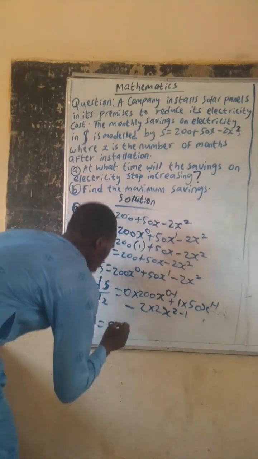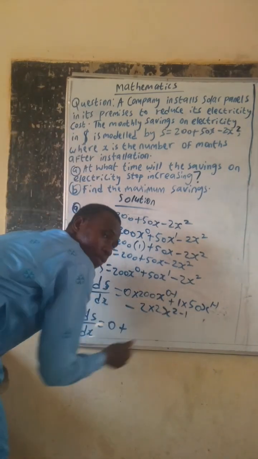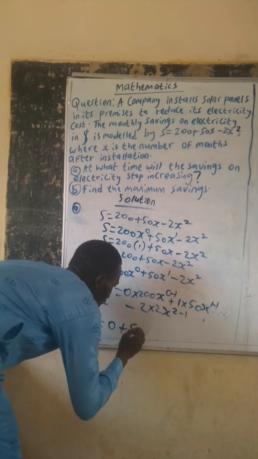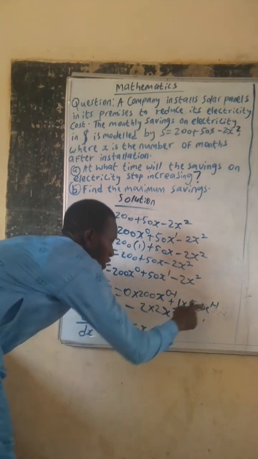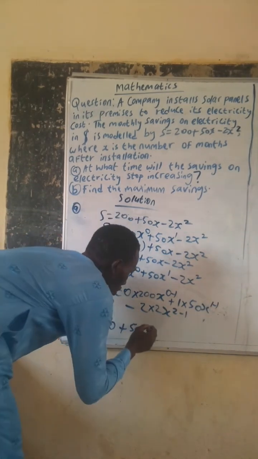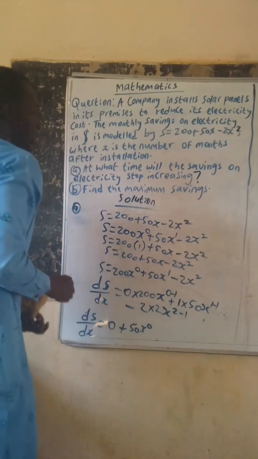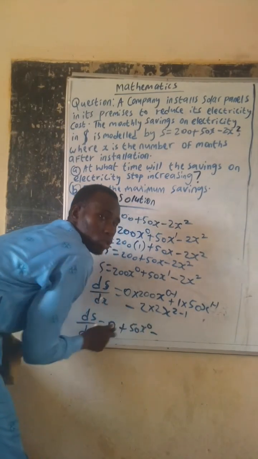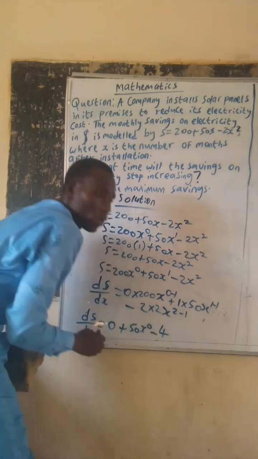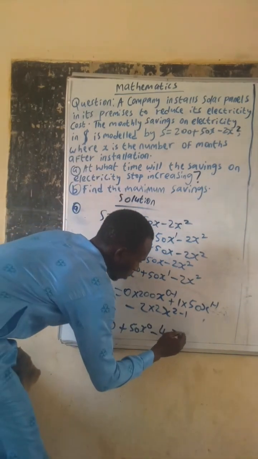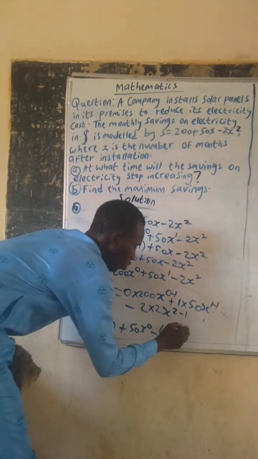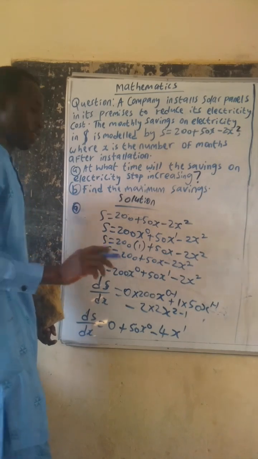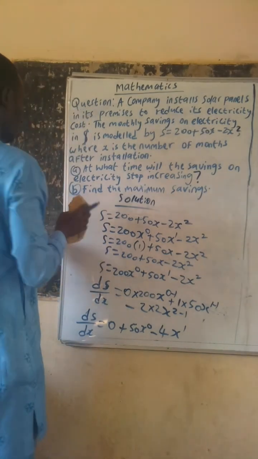Then we have plus 1 multiplied by 50, which is 50, right? We have 50x. 1 minus 1 is 0. Are you getting me now? So we have minus 2 multiplied by 2, which is 4. And we have x. 2 minus 1 is 1. Are you getting me? Is it clear?